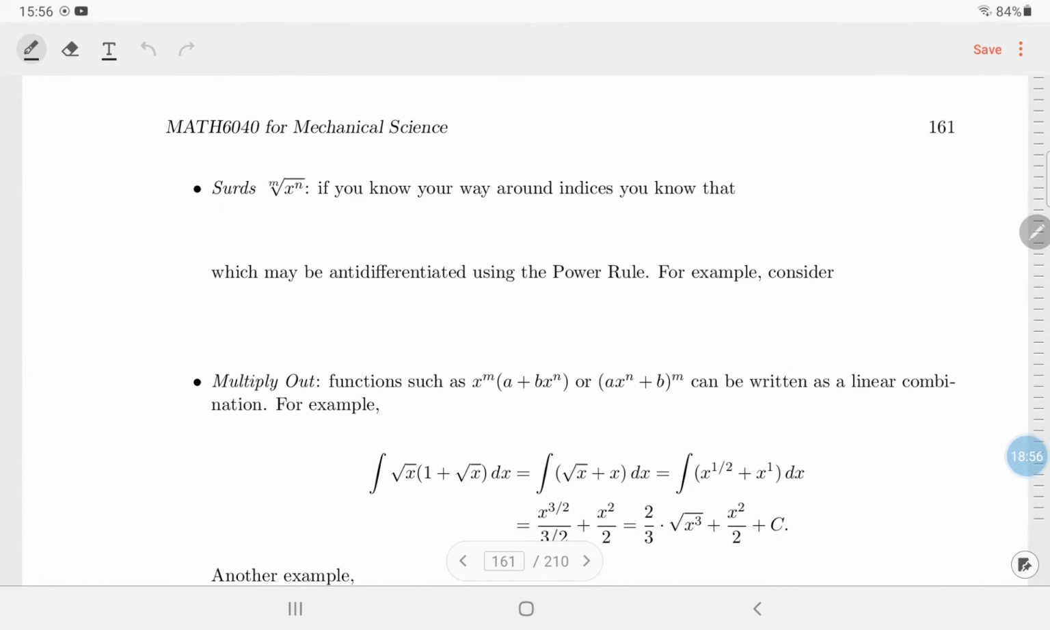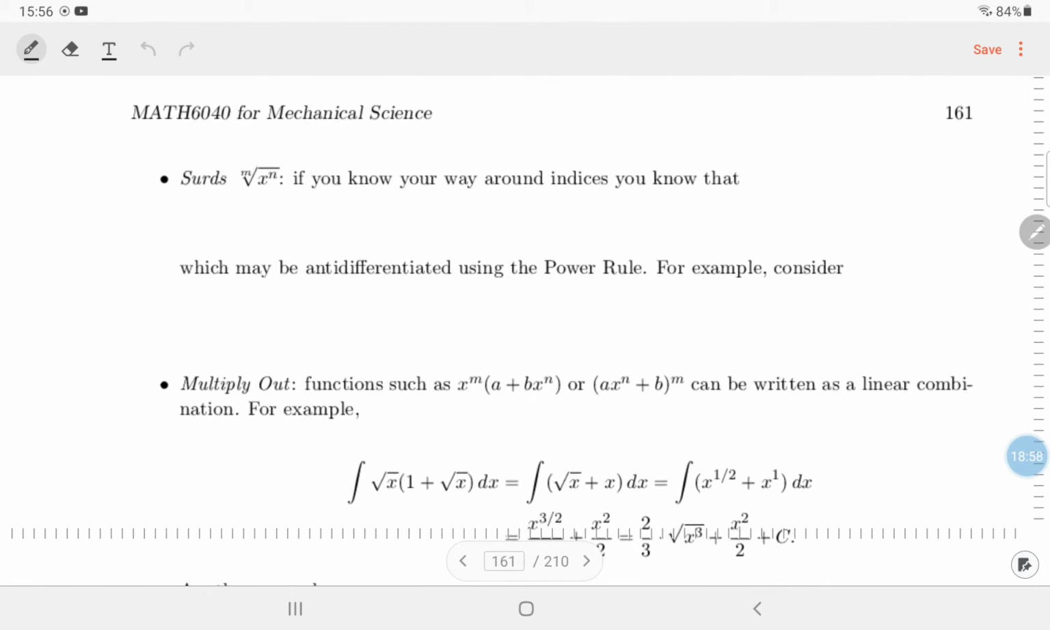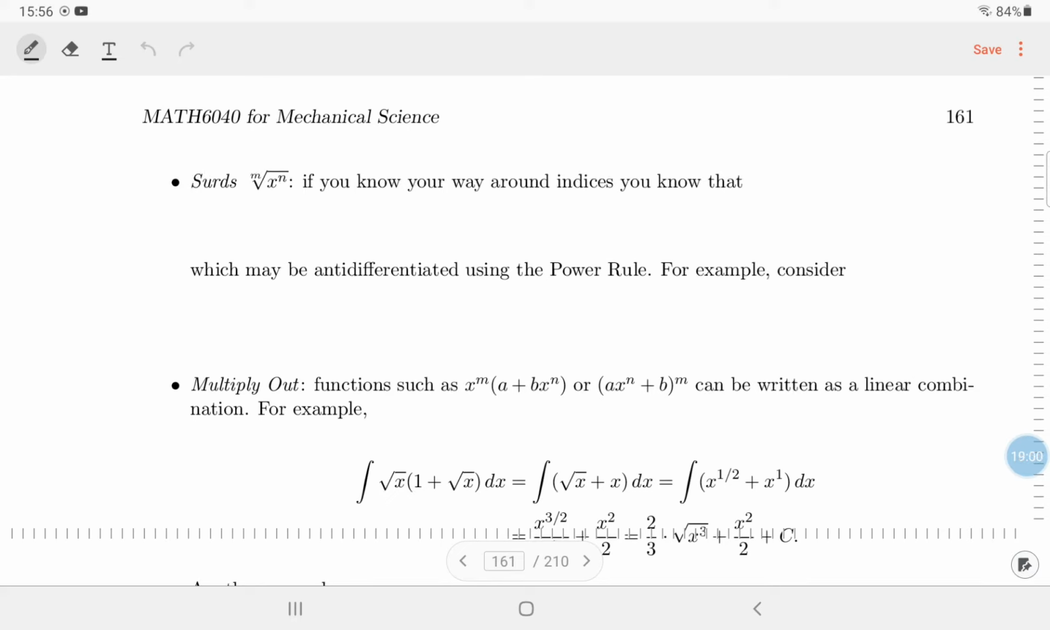Okay, and now I'll remind you, this is all technically revision. If you have something like this, if you know your way around indices, you know that the mth root of x to the n, well, you can say it's x to the n and know that the mth root is to the power of 1 over m. This is the only way you need to go about it. And then you know that for repeated powers, you multiply the powers, and n by 1 over m is n over m. And then you can use the power rule again.